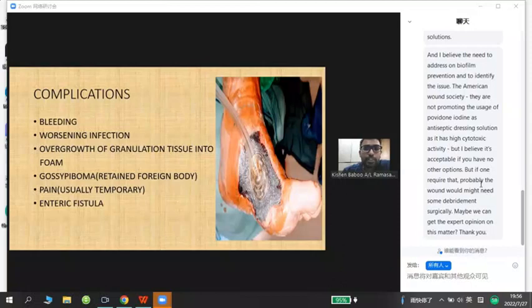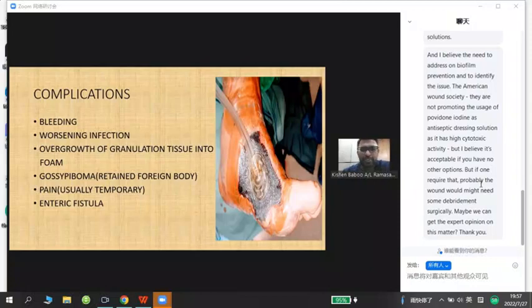The complications can be bleeding, worsening infection, overgrowth of granulation tissue, retained foreign body, and pain. Pain is usually temporary. Almost all my patients, I always tell them that they would have pain for about 30 minutes, and then usually the body gets used to it and they don't feel much after 30 minutes. And also enteric fistula. All these complications have to be borne in mind before we start using negative pressure wound therapy.